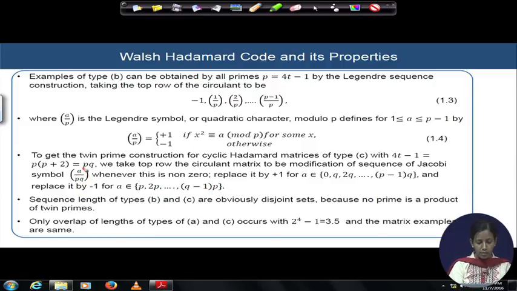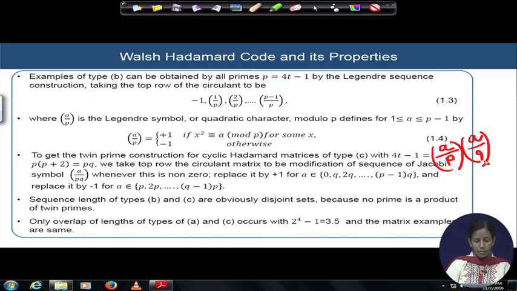Remember, if the symbols are completely independent, P and Q are independent and they do not have any common factor, that is, their GCD is equal to 1. In that situation, this Jacobi symbol can also be written as (A/P) into (A/Q), I mean the multiplication of the two Legendre symbols.